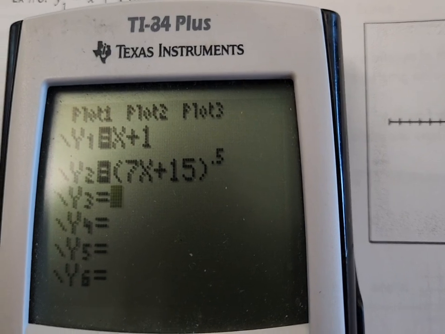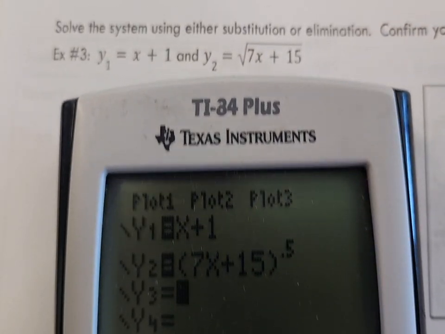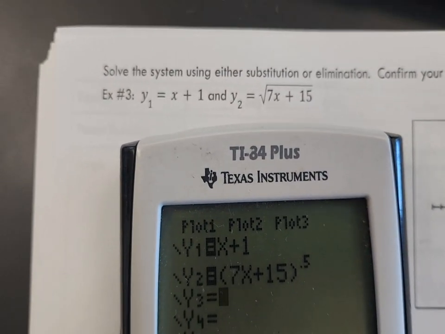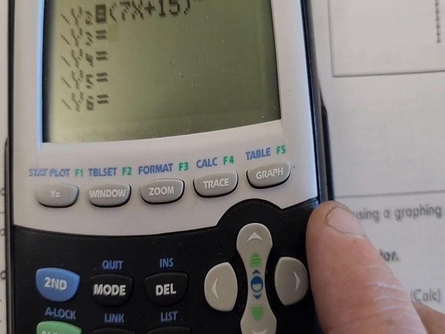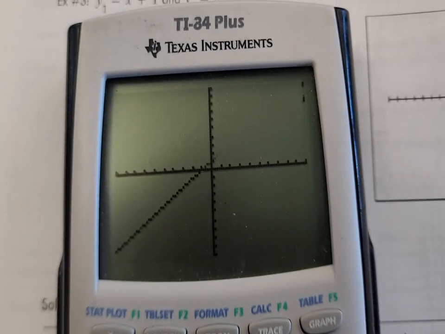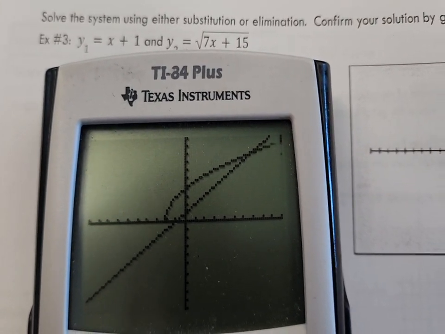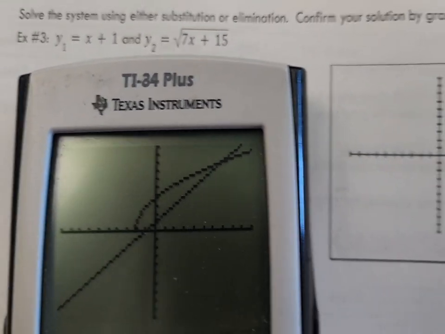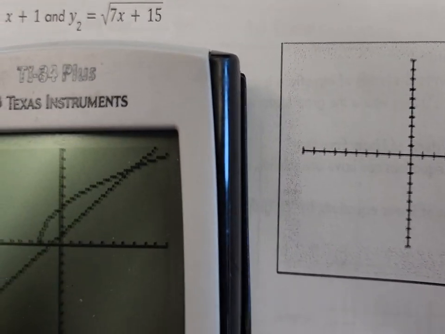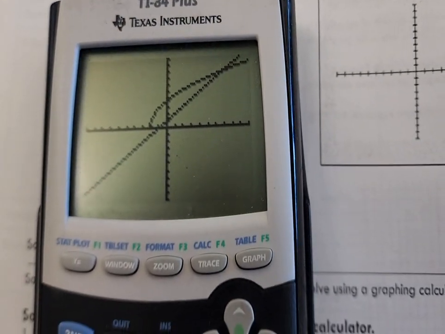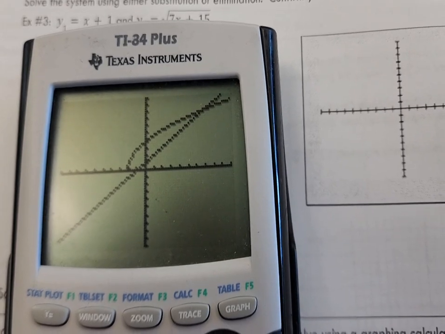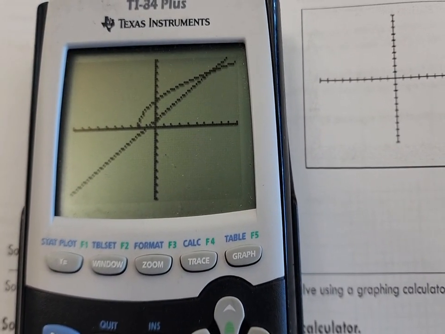So now those two functions are entered into the calculator, okay? Well, if we graph that, I'm just going to hit the graph button here to graph those two functions. There's the line, and there is the square root function. And you notice they do happen to cross right there. And so we're going to confirm by graphing exactly what the solution is.